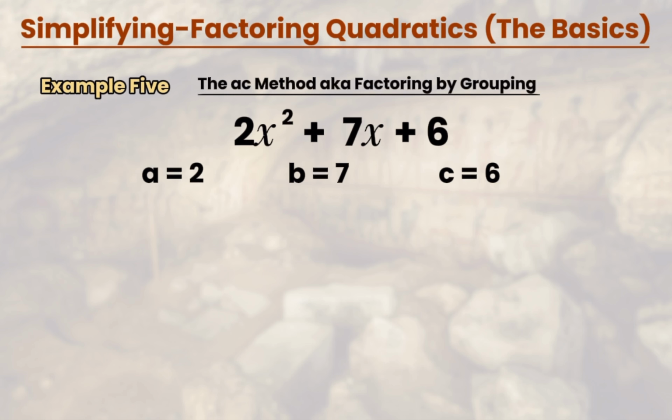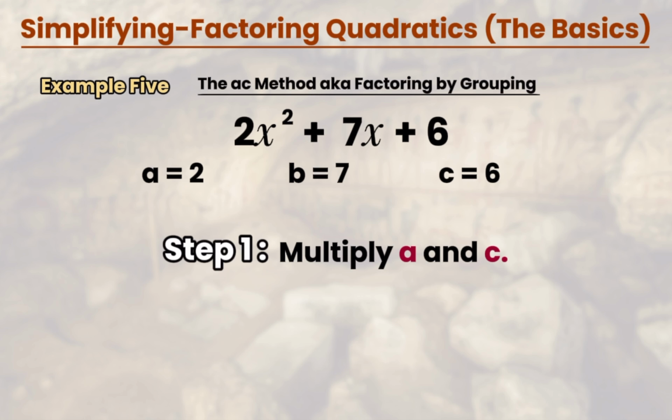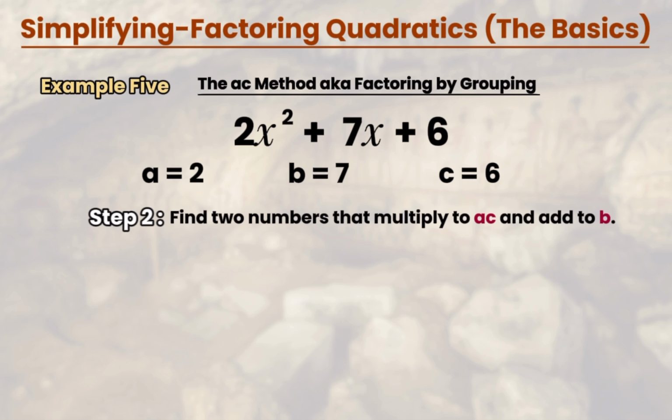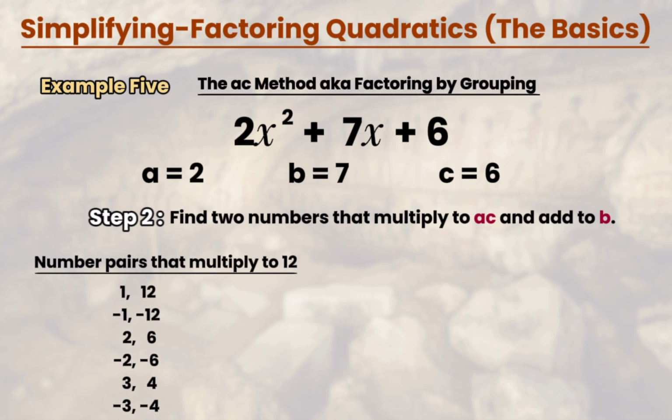Here's how it works. Step 1. Multiply A and C. In this case, that's 2 times 6 to give us 12. Step 2. Next, find two numbers that multiply to make 12 and add together to make B, which is 7. When it comes to multiplying to 12, these are all the number pairs. Now when added, the pair we are looking for is 3 and 4.